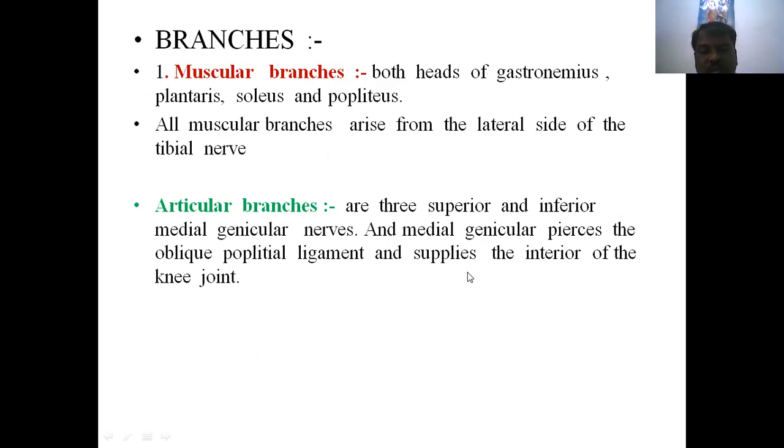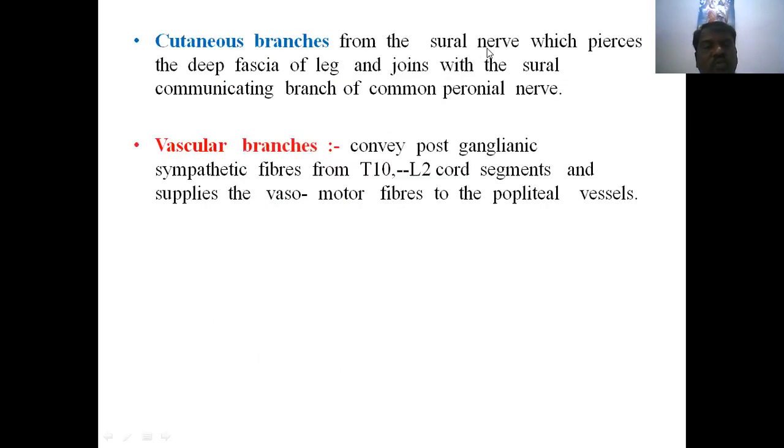So, articular branches. Cutaneous branches are the sural nerve, which pierces the deep fascia of the leg region, crosses to the medial side and lateral side, and supplies the dorsum of the foot, lateral two-thirds. Vascular branches go to supply the popliteal vessels.